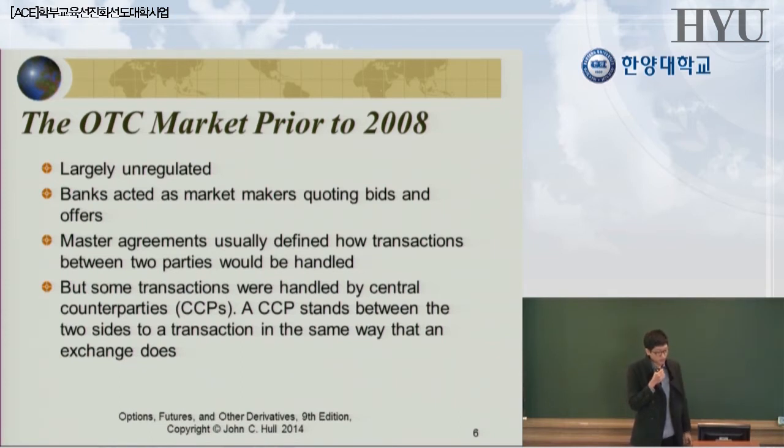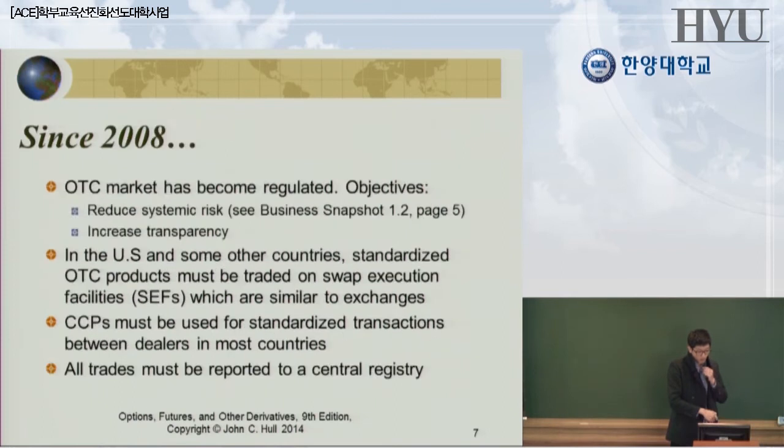And here in this slide, the interesting thing is central counterparties. With the existence of these central counterparties, the over-the-counter market could be very similar to the exchange-traded market. However, after the 2008 credit crisis, the over-the-counter market has become largely regulated. Maybe it's because of the role of derivatives in the credit crisis. Many people say that the credit crisis occurred because of complex derivatives like mortgage-backed securities and collateralized mortgage obligations and so on.